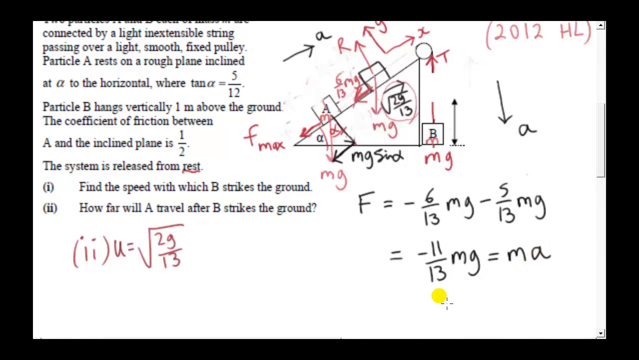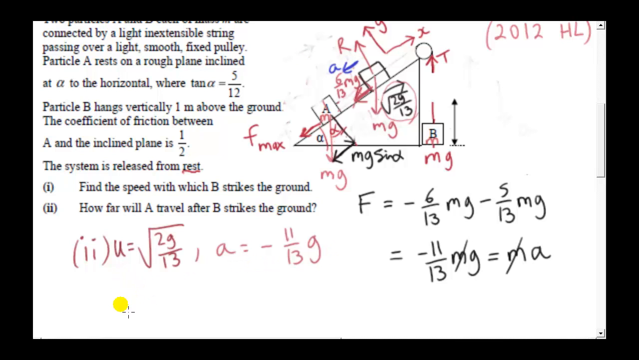So now we have our a. It's different from before, of course. You can see it doesn't depend on the mass. So a is minus 11/13 g. So it's negative. So the acceleration vector is pointing in the negative x direction. That's down the incline.